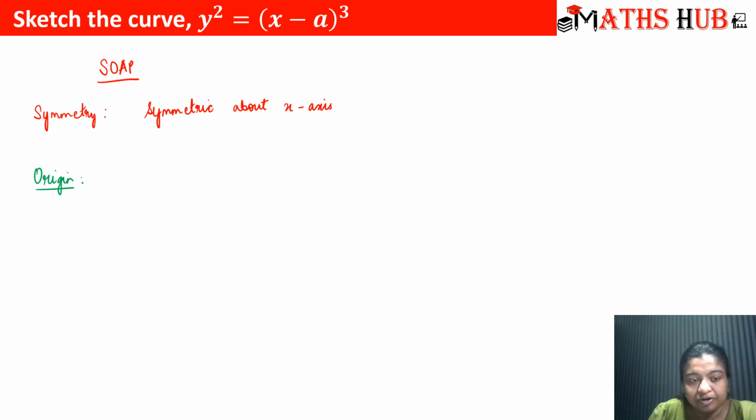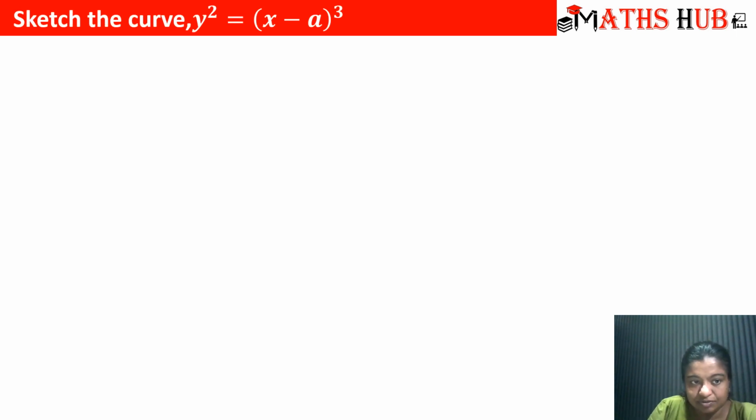So now when we talk about origin, the curve is basically y square is equal to, let's open up, x cube plus a cube minus 3x square a plus 3ax square. This is the curve, right? So a curve will only pass through the origin if there is no independent constant term. So we can see that there is an independent constant term a cube present here. So the curve does not pass through the origin, right? So we have taken care of symmetry and origin.